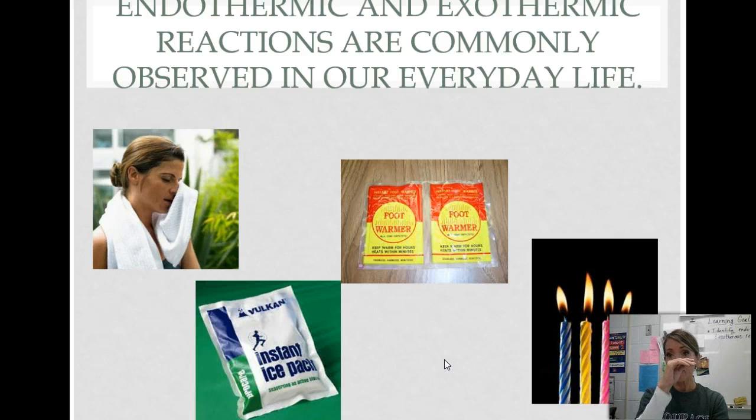Here's some examples of endothermic and exothermic reactions. Your body heat is generated from exothermic reactions. So you have lots of chemical reactions going on in your body. Heat is given off, released as a part of that chemical reaction, and that's what generates your body heat.